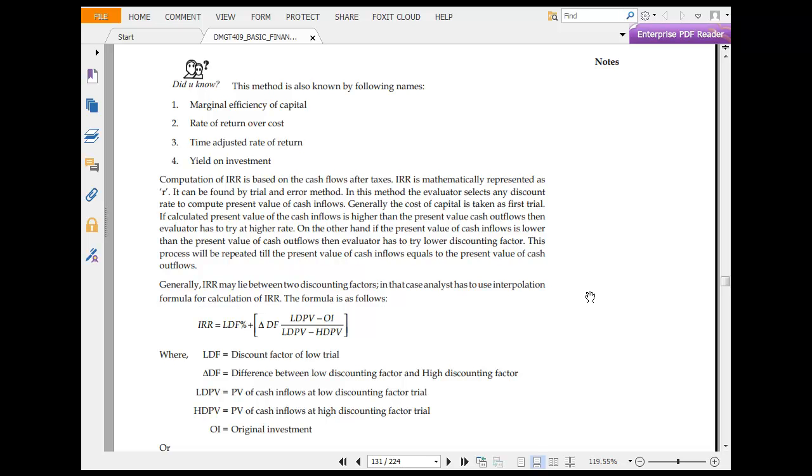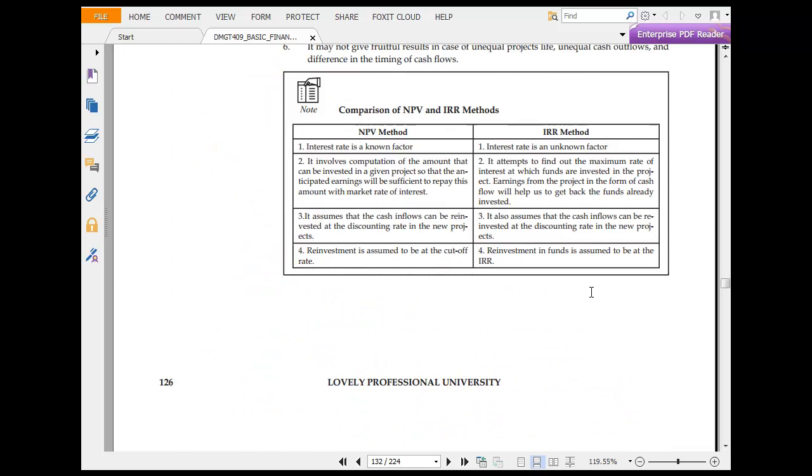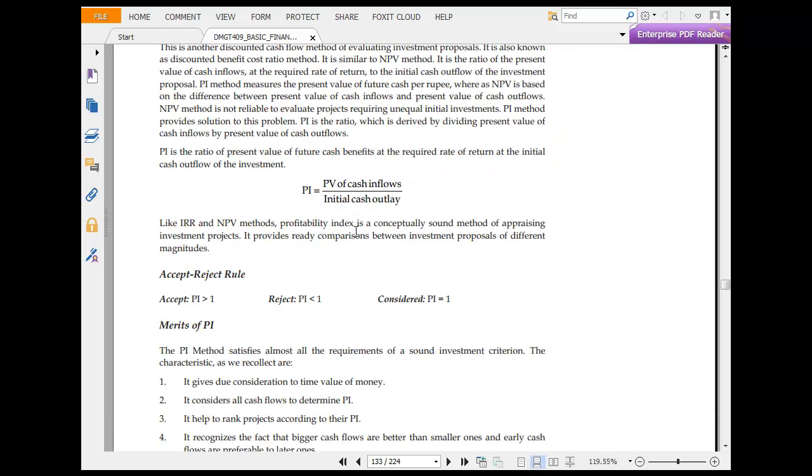So IRR is another method, represented as R. Found by trial and error, this method evaluates the discount rate. Generally, IRR may lie between two discounting factors, in which case interpolation is used. Merits of IRR: NPV versus IRR method, the interest rate on investment, computation of the maximum rate of return. It assumes the cash flows are reinvested at the discounting rate, that is, in a new project reinvestment.